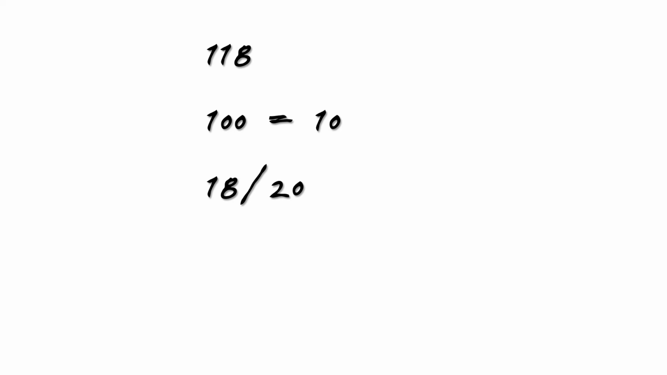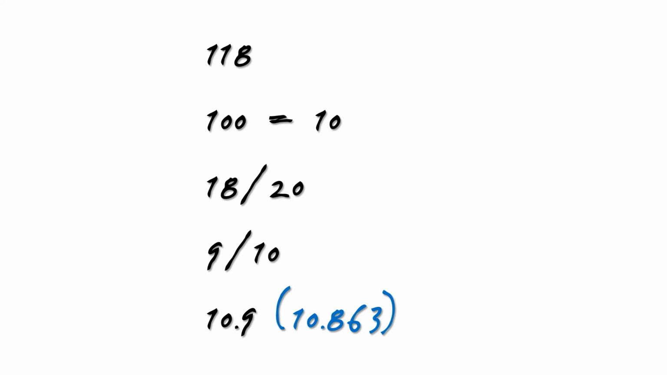What's the difference between 118 and 100? Well, the difference is 18, and we divide that by 2 lots of 10, so we have 18 divided by 20, and we could simplify that to 9 over 10, and that, of course, is 0.9, so our answer is going to be 10.9. Calculator's answer, 10.863. If we took that to one decimal place, that's 10.9, same result.